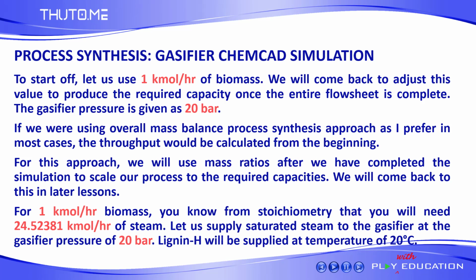For feed flow rate of 1 kmol per hour of biomass, you know from stoichiometry that you will need 24.5238 kmol per hour of steam. Let us supply saturated steam to the gasifier at the gasifier pressure of 20 bar. The biomass, which is lignin H, will be supplied at temperature of 20 degrees Celsius to the gasifier.